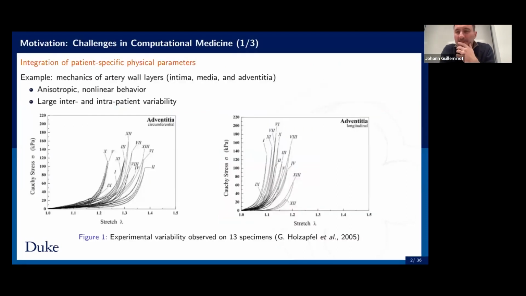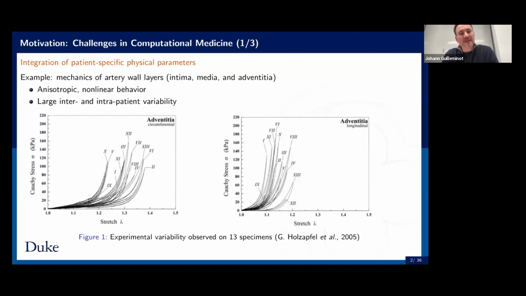So I'd like to start by discussing a little bit the challenges that we are facing when it comes to computational medicine from a standpoint of computational mechanics. And I have 3 slides to summarize what I would like to talk about. The first thing is the need to integrate patient-specific physical parameters. If you think about mechanics of the arterial wall, we all know, I guess, in this audience that the arterial wall is composed of 3 layers. Those layers are anisotropic and strongly nonlinear.